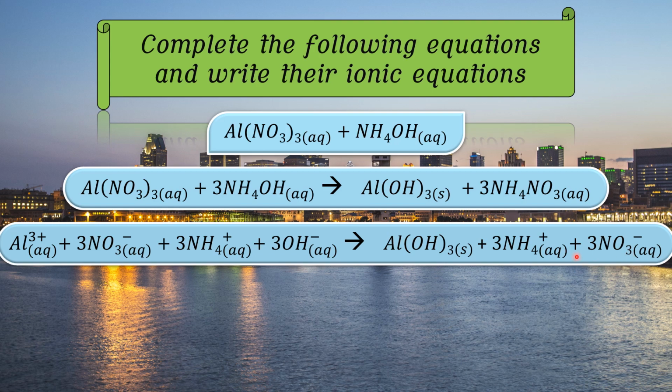Spectator ions are ions that do not take part in the reaction. You will find them on the reactant side and also on the product side. When you find them on this side and this side, we cancel them out. For example, we have the nitrate ions on the reactant side. They are also on the product side. So they are spectators. They have not taken part in the reaction. We cross them out. We have ammonium ions on the reactant side, and they also exist on the product side, meaning that they have not taken part in the reaction. So we eliminate them.